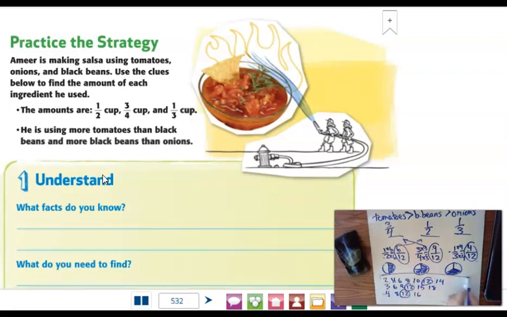So you can either use the models here, if that's where you're at, that's perfectly fine. If you do your models and you can't really tell, then you're going to want to write out your multiples, find your equivalent fractions, and compare your equivalent fractions in order to put them in order.